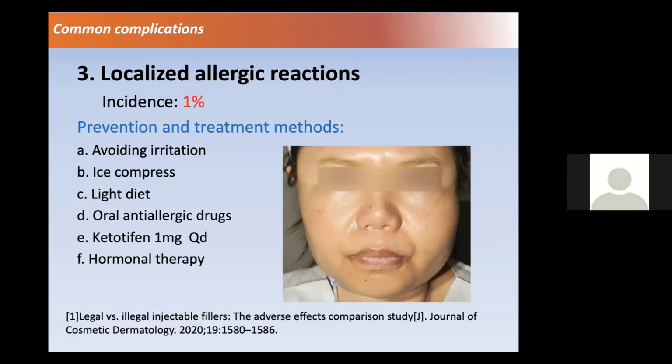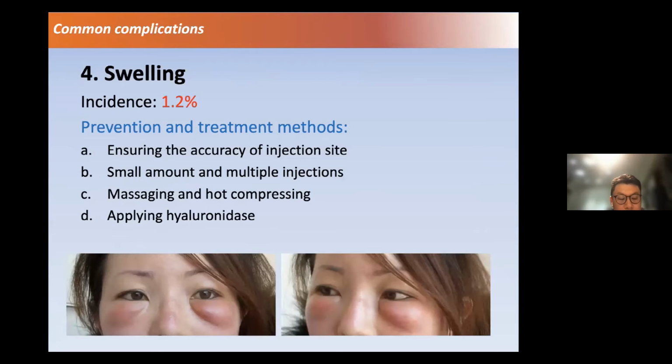The third is localized allergic reaction. Prevention and treatment methods include avoiding irritation, ice compress, a light diet, oral anti-allergic drugs, ketotifen, and lastly hormonal therapy. Next is swelling. The prevention and treatment methods include ensuring the cleanliness of the injection site, small amount and multiple injections, massaging and hot compressing, and lastly applying hyaluronidase.